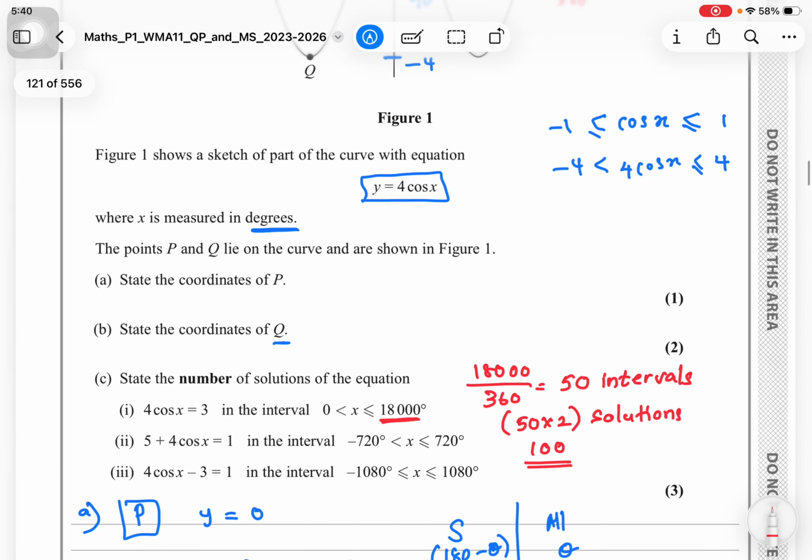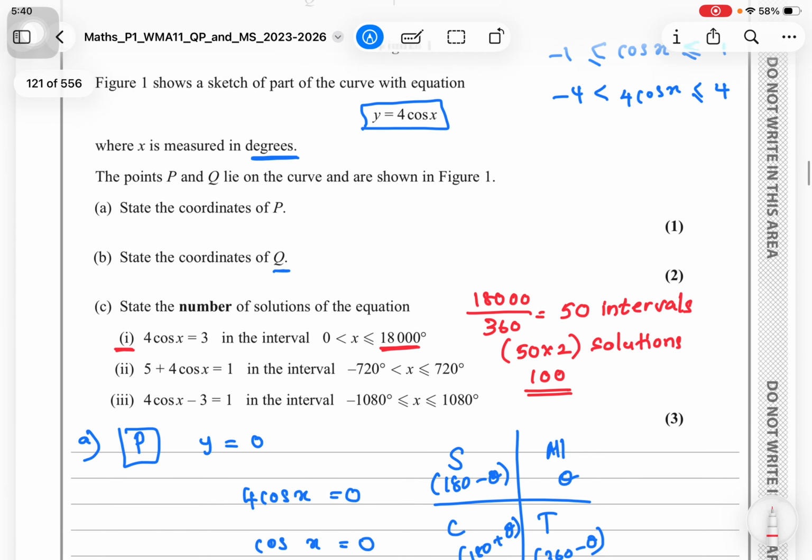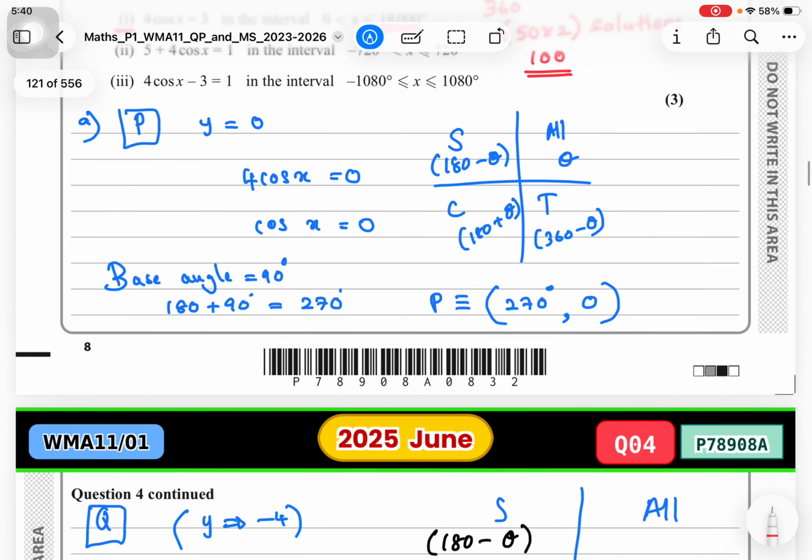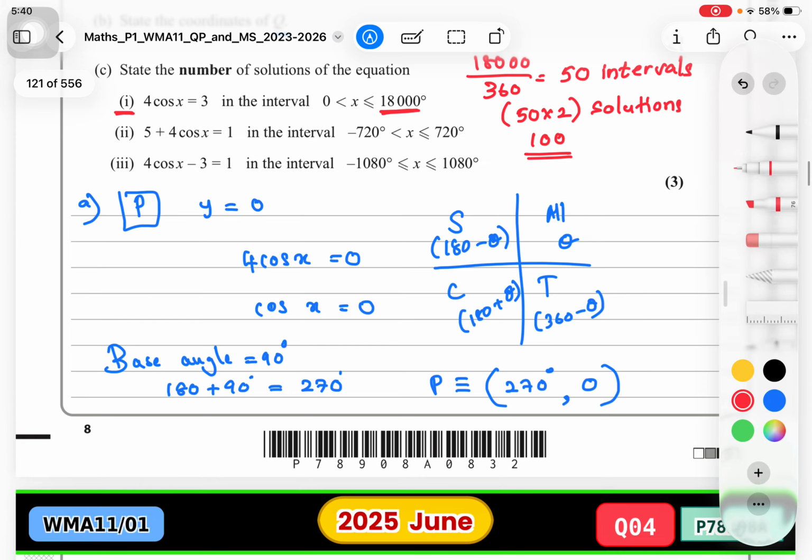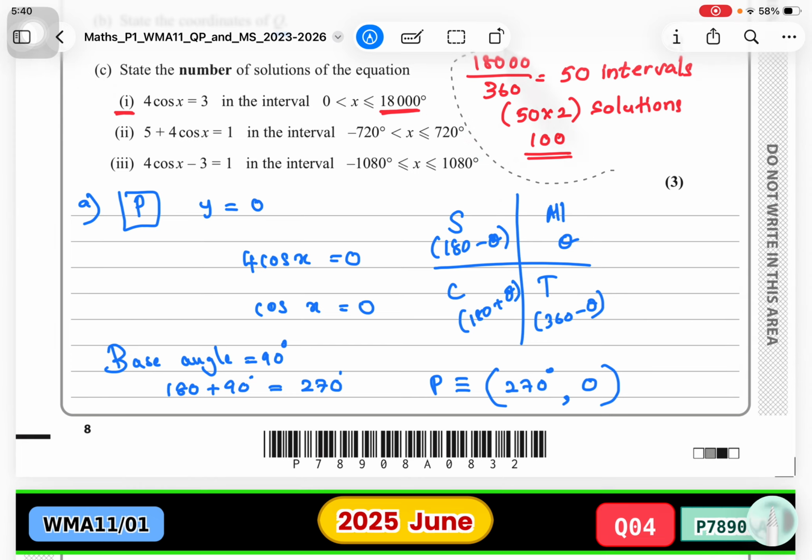This is Roman number 1. Okay, now let's do Roman number 2. In Roman number 2, there's a little bit more work, I would say.